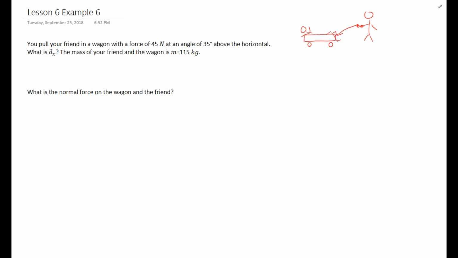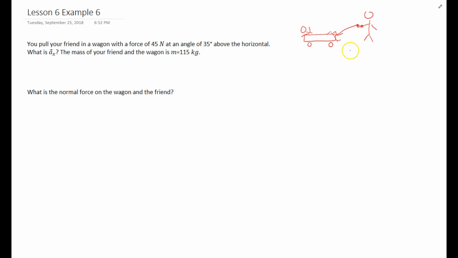Right, so for some particular reason we have decided to pull our friend in a wagon. We are pulling that wagon with a force of 45 newtons, and we're doing that at an angle, 35 degrees above the horizontal. We want to know how quickly we are accelerating in the x direction if we're given the mass of our friend in the wagon.